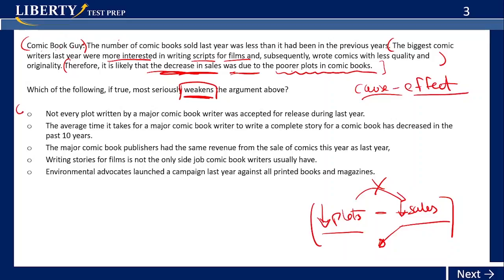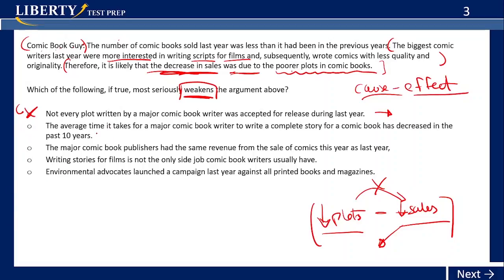So the first one, not every plot written by a major comic book writer was accepted for release during last year. Does that break the correlation here? Not every plot? No, right? Why would it break the correlation? It doesn't say anything about sales to start with, it just talks about the plot, and it doesn't qualify the plot, whether we're talking about a quality plot or a plot with a lesser quality, so that's not our answer.